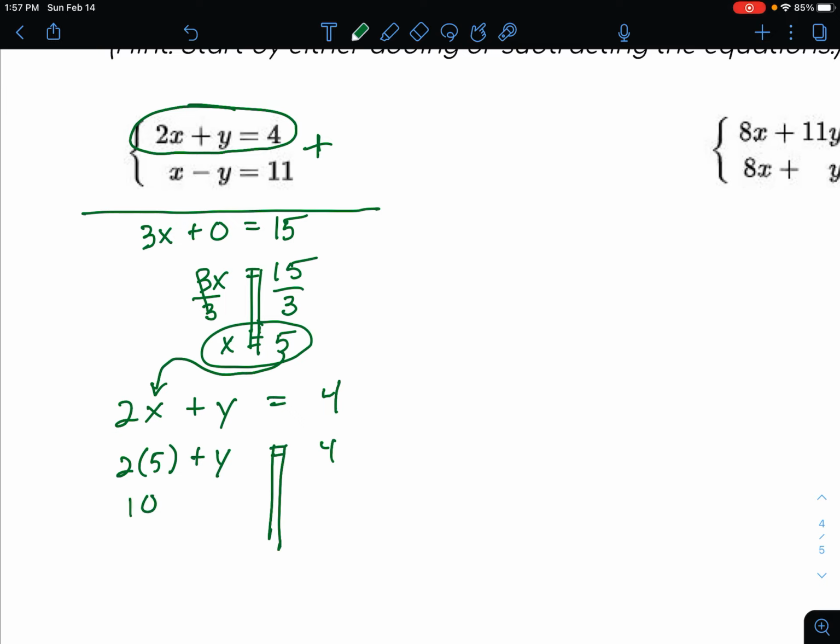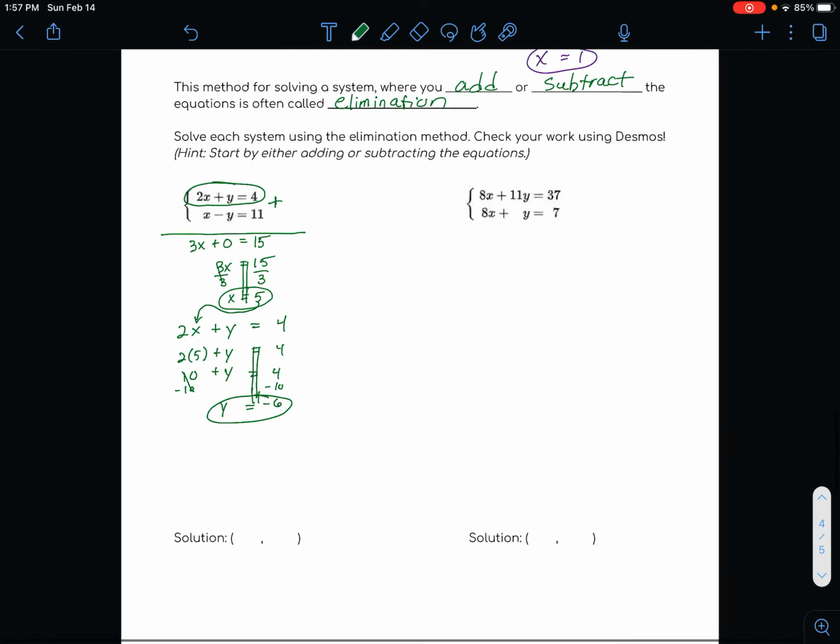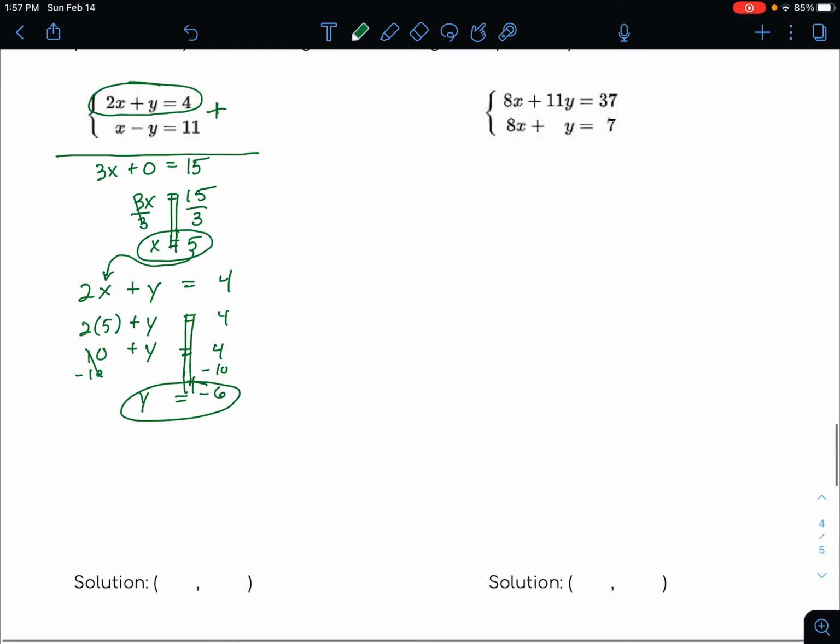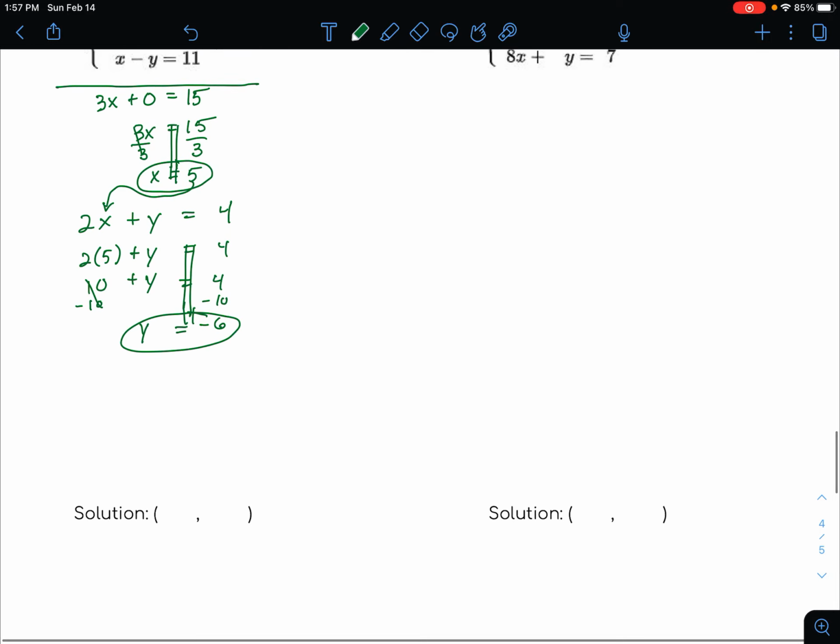which means that 10 plus y equals 4. And now, to undo that 10 and get y by itself, I will subtract 10 from both sides. And we get y is equal to 4 minus 10, which is negative 6. All right, so our solution should be 5 for the x and negative 6 for the y.